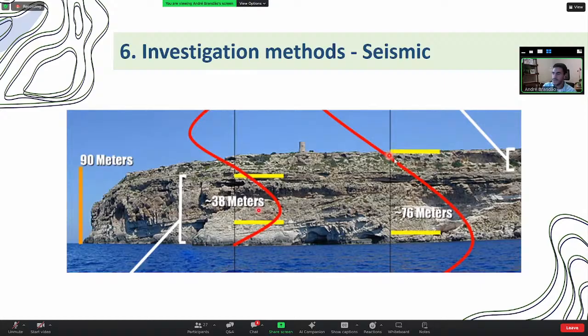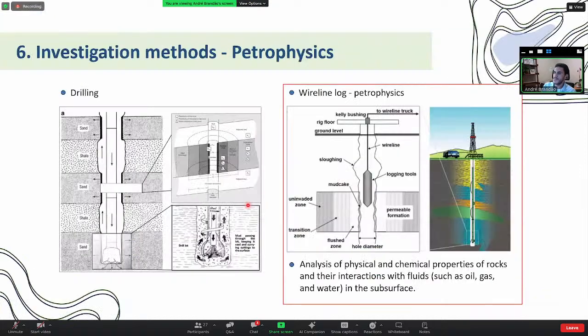Seismic is a very important method. It's really helpful, but you have to know what you are using it for. Using seismic at the reservoir scale is very specific, and it has to be combined with other methods, so you can reduce the risks of error and uncertainties. One way is petrophysics.